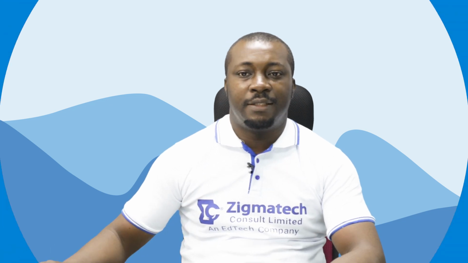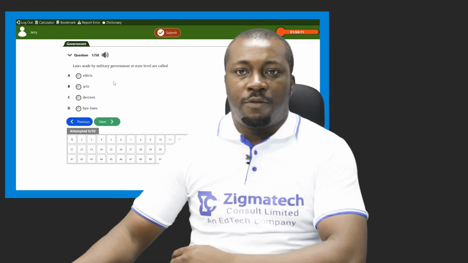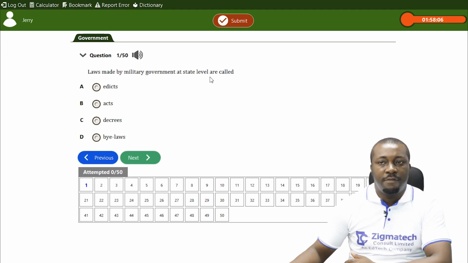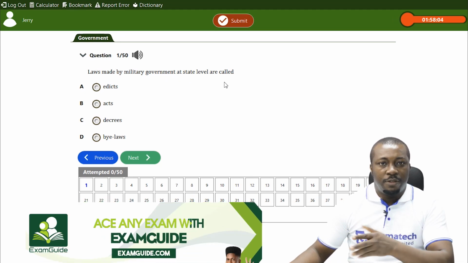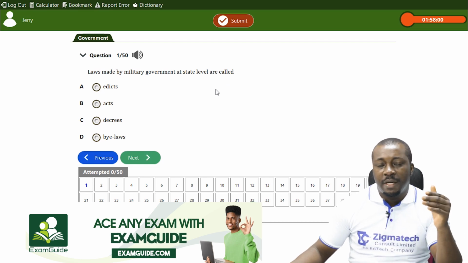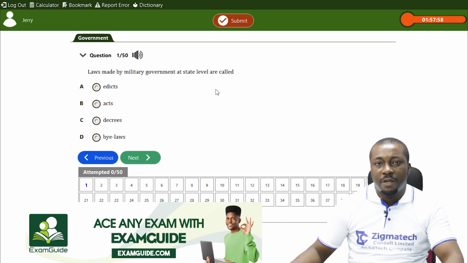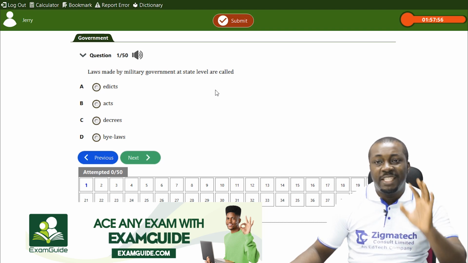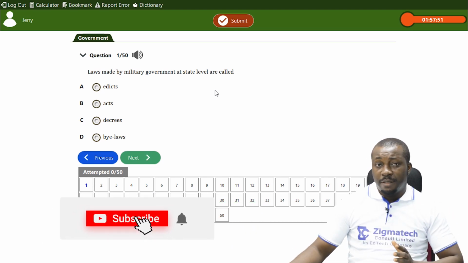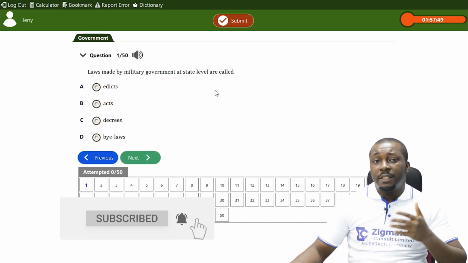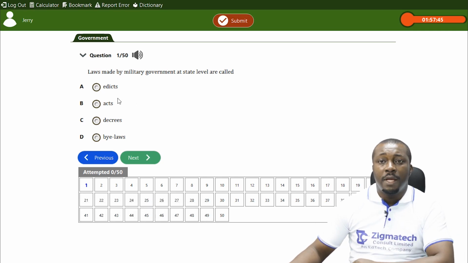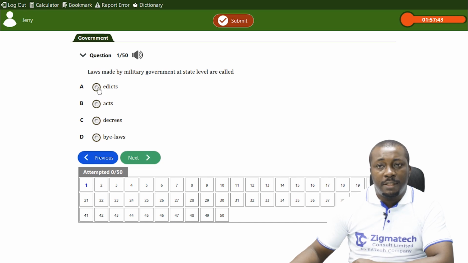Let's get started. Now, this first question says, laws made by military government at state level are called. This question takes your knowledge on military government. You know, the military government at the central level makes a law called decrees. Now, at a state level, in a federal system of government, the state governors, the military administrators at the state level, make laws called edicts. Now, edict is the answer.